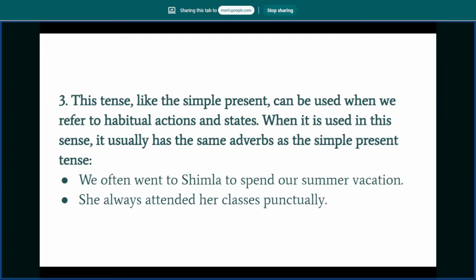ठीक है. We also use our simple past tense just like our simple present tense to talk about habitual actions as well, but habitual actions in the past, जो हम बार बार एक्शन पास्ट में करते थे बट अभी वो हम एक्शन नहीं करते हैं. Okay, for example, we can say she always attended her classes punctually. Then we often went to Shimla to spend our summer vacation. That is how we use our simple past tense.